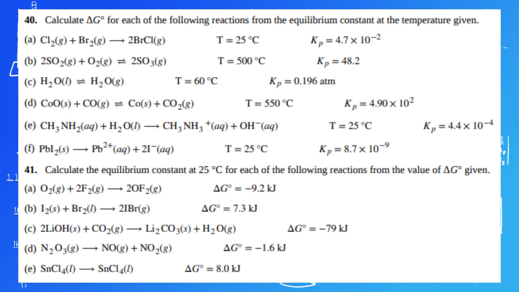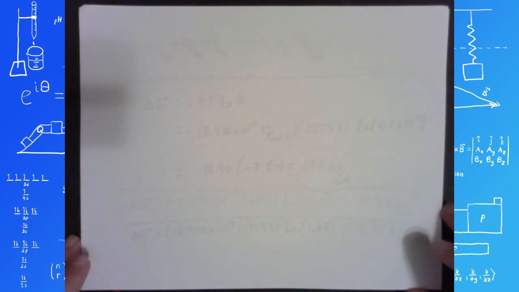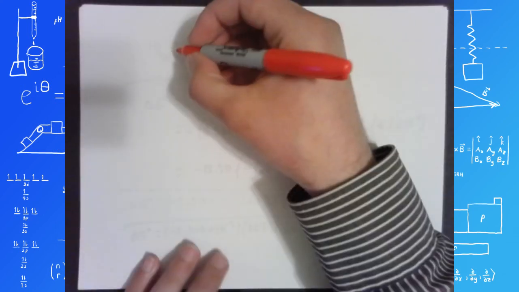And actually, you can make predictions just based off of the sign of delta G standard what K is going to be, if it's going to be a large K or a small K, if it's going to favor products or favor reactants at equilibrium. But yeah, let's do parts A and B. So part A, delta G standard is negative 9.2.